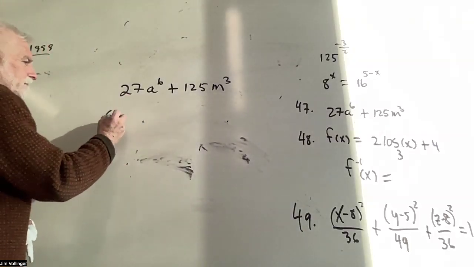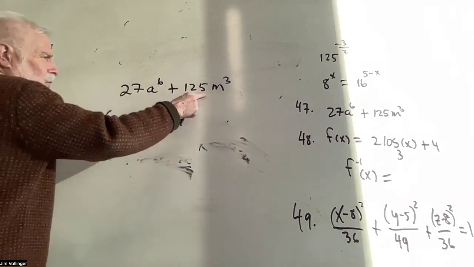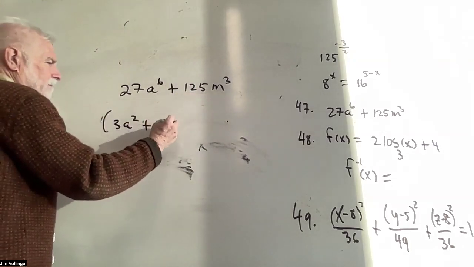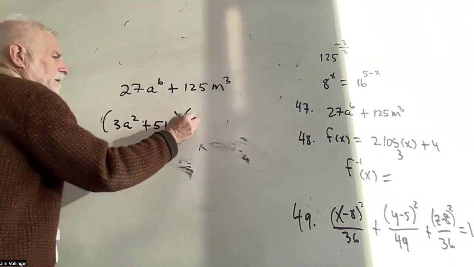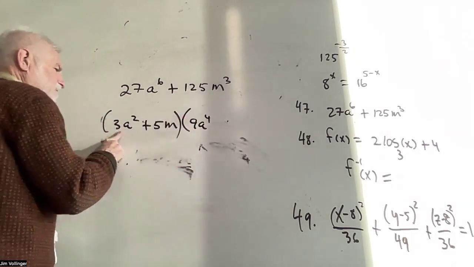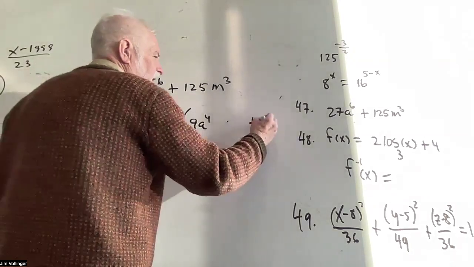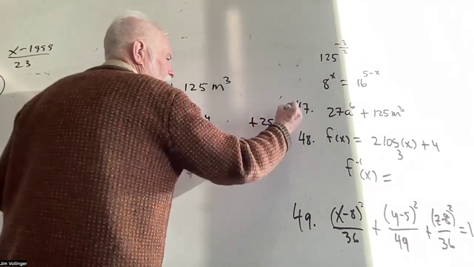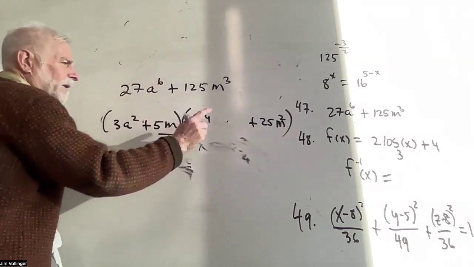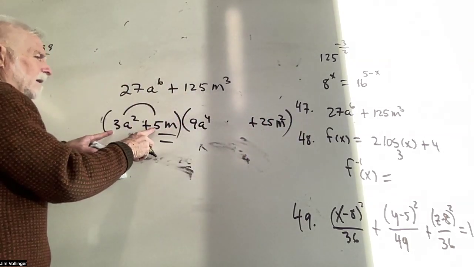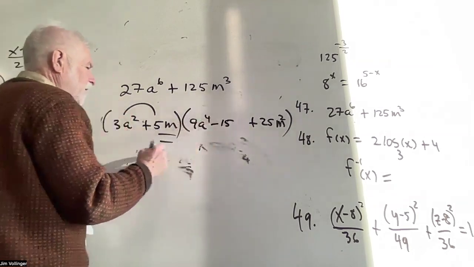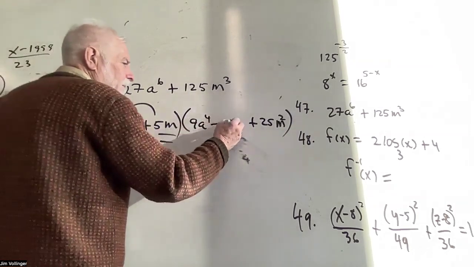Cube root, 3a squared. Cube root, 5m. Next parentheses, built off of this one: 9a to the 4th. I square that. I square the 5m. There it is. That has now been squared. I take the product, 15. I change the sign. And then I bring in a squared m.